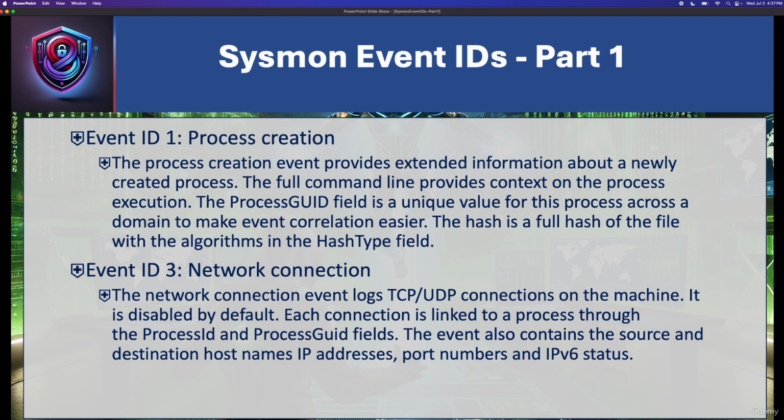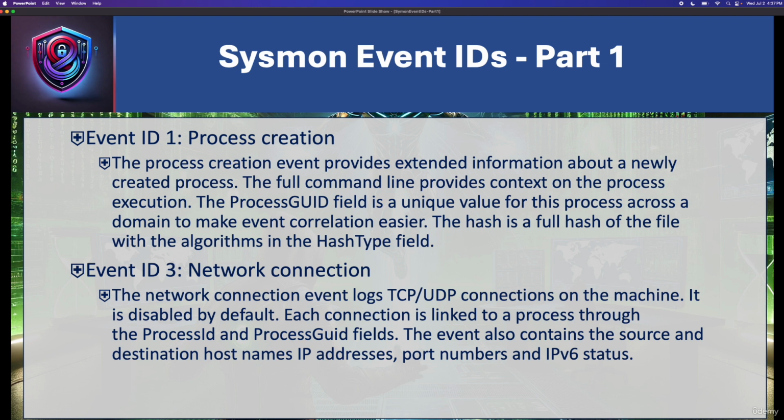Event ID 1 is your process creation event. The process creation event provides extended information about a newly created process. The full command line provides context on the process execution. If you think back to attack path level 0, there's some commands that we executed that we may want to identify, which is a key indication of some host enumeration.